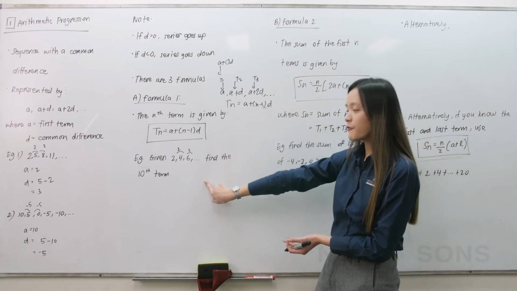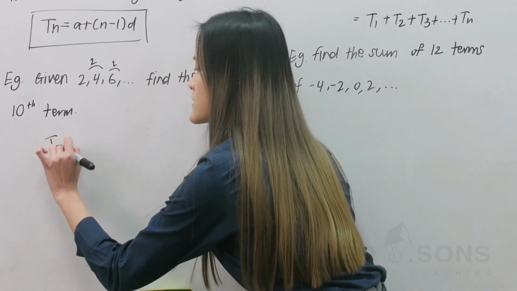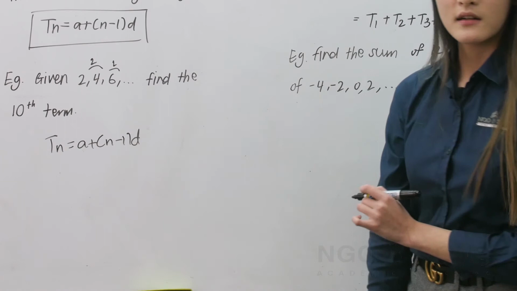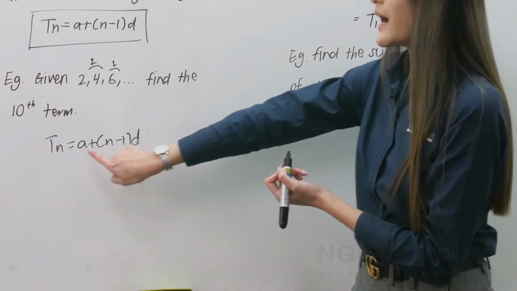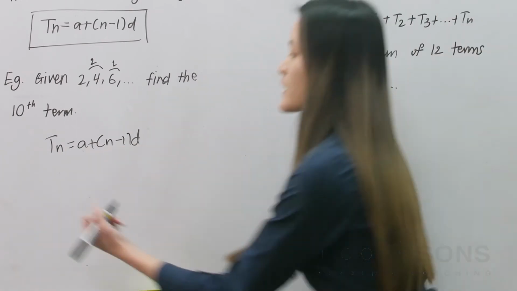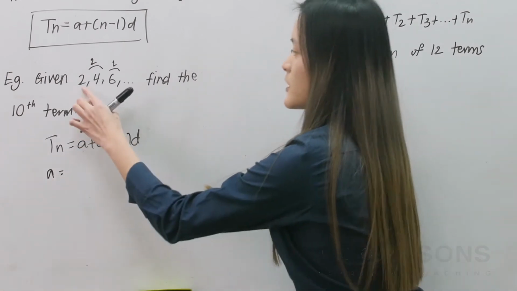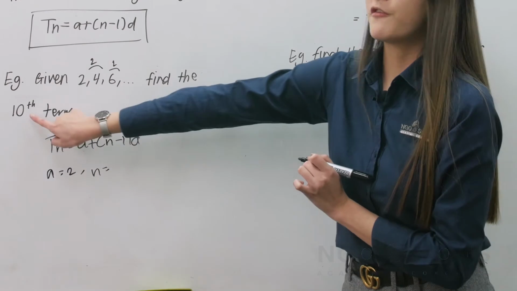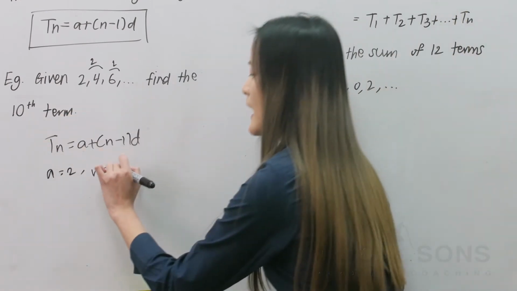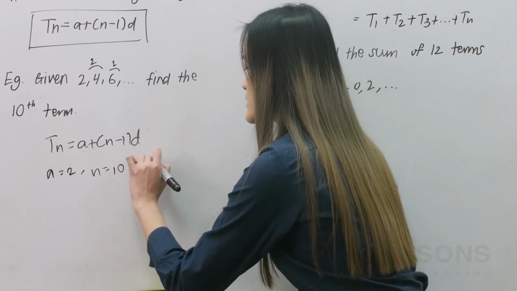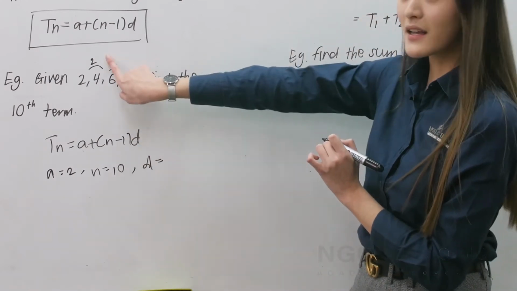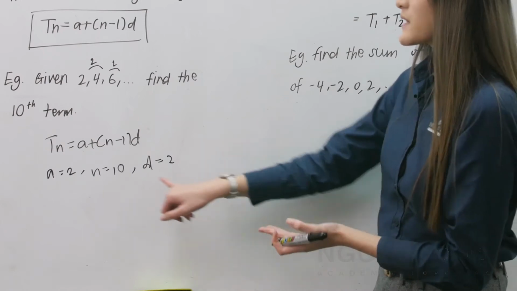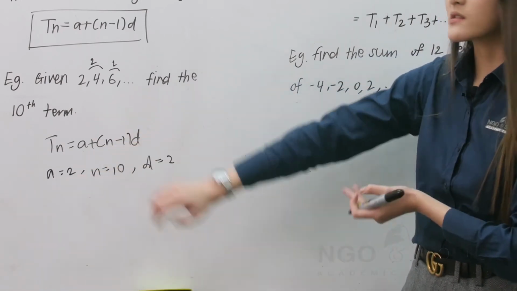So in this case, the first thing I write is the formula. Tn equals A plus (n minus 1) D. In order to use this formula, I need to know three things. Firstly, do I know A, my first term? Yes, that's 2. Next, do I know n? Well, I want to find the 10th term, so here n is equal to 10. Lastly, do I know the common difference? Yes, I've already said that that is 2. Once I know all three things, I can sub it into my formula.